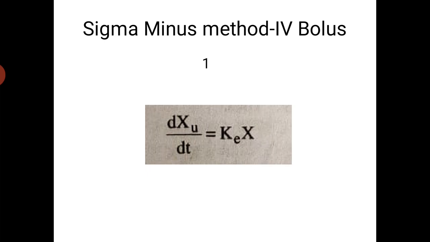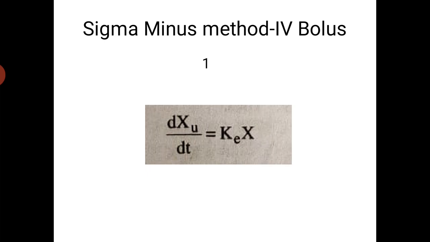So you know dXu by dt is equal to ke x. I hope this equation we already discussed in the last class, where dXu by dt is the rate of excretion through urine, small ke is the rate constant of excretion, and x is the amount of drug present in the body. So dXu by dt represents the change in amount of drug excreted through urine with respect to time. So this is the general equation.